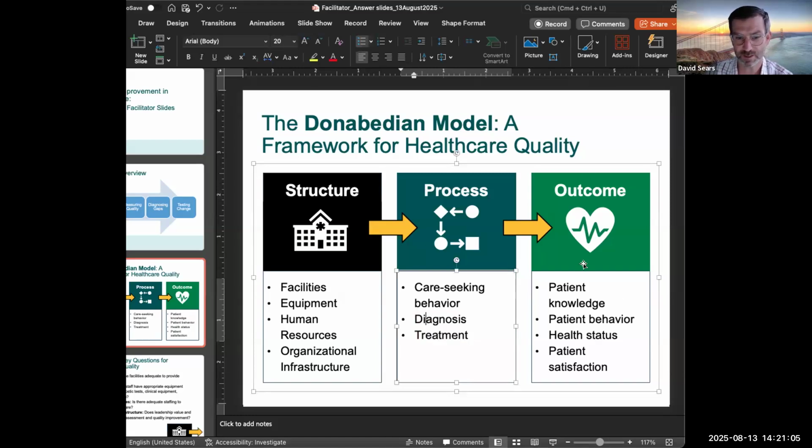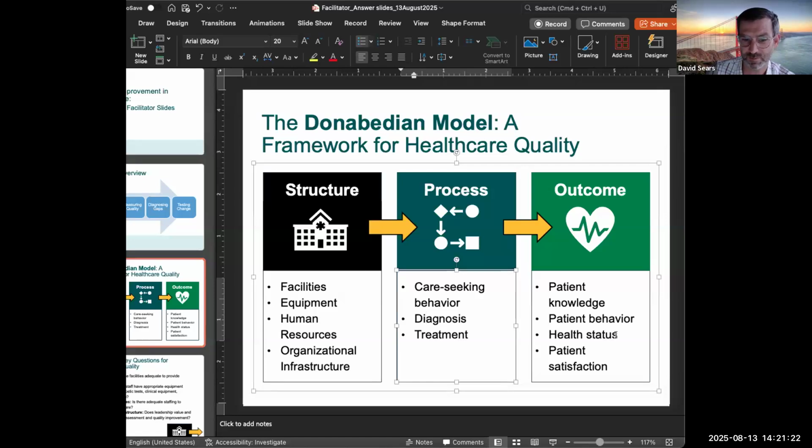And then finally, the last thing is outcomes. Are patients equipped after they seek healthcare with appropriate knowledge? Is behavior changed if needed? Is their health status good? So did they avoid hospitalization? Did they give birth to an infant without HIV? And are they satisfied with care?